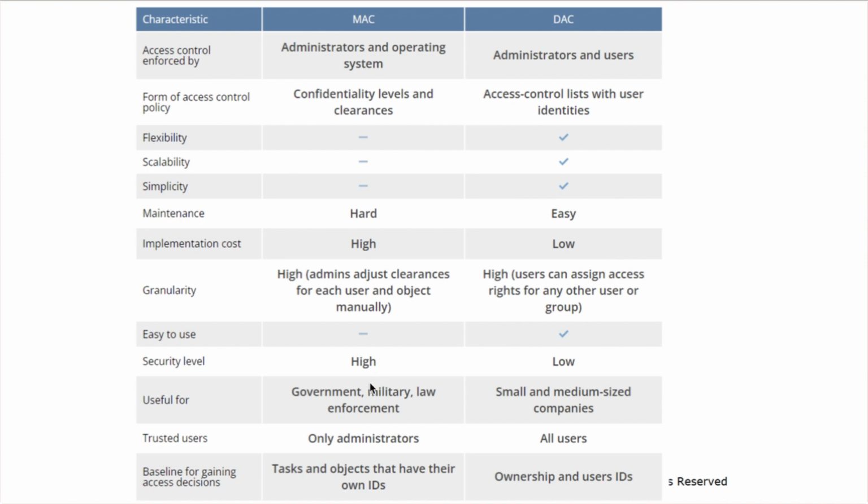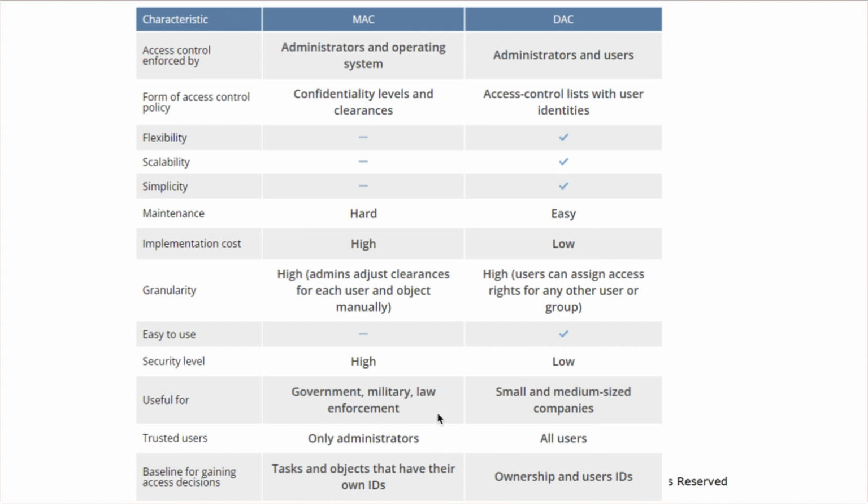Security level: MSC provides a much higher level of security, whereas DSC security is low. MSC is useful for government, military, and law enforcement, where there is sensitive data. Even hospitals can use MSC-based systems, whereas small and medium-sized companies, where there is no requirement to protect sensitive data, basically need normal access control. So as I said, this is one of the basic levels of access control.